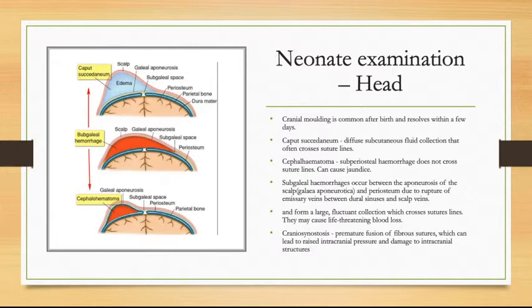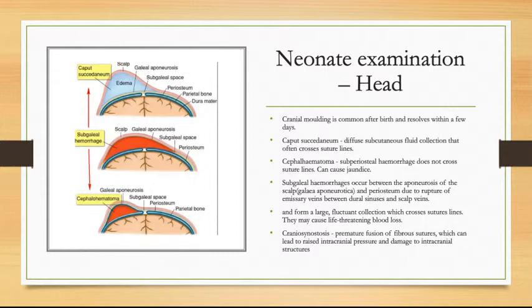So here, I have a few head conditions that you might see on an infant's head. So cranial molding is just like the head of the baby is not in its usual round shape. It's in a weird shape. But that's usually common after birth and can resolve. The caput succedaneum, which is the first one, as we can see on the left, is where there's subcutaneous fluid collection directly underneath the scalp, which can cross the suture line.